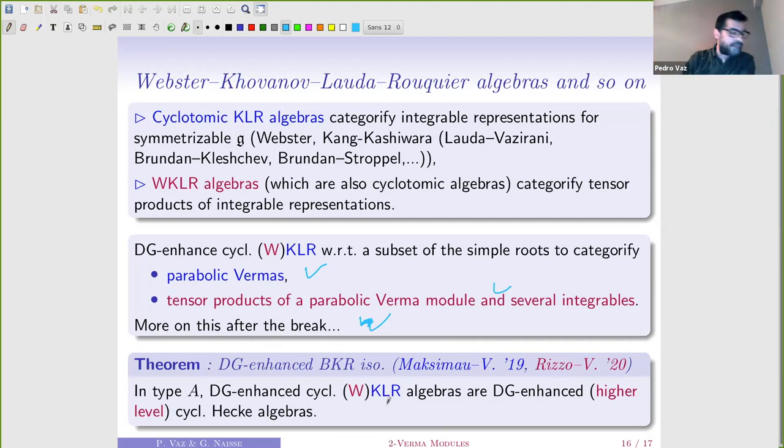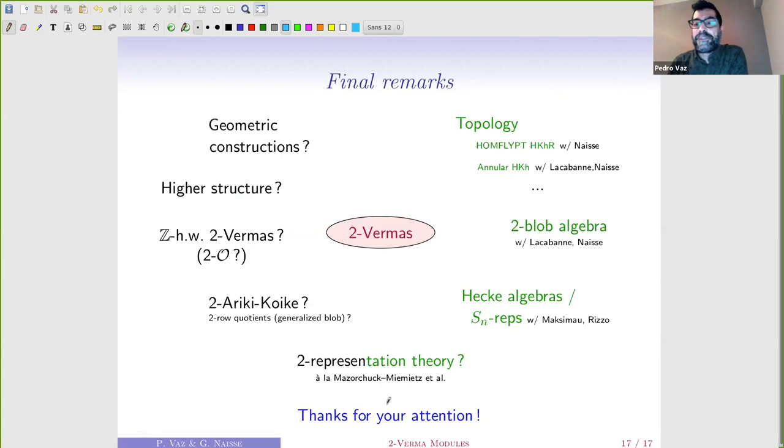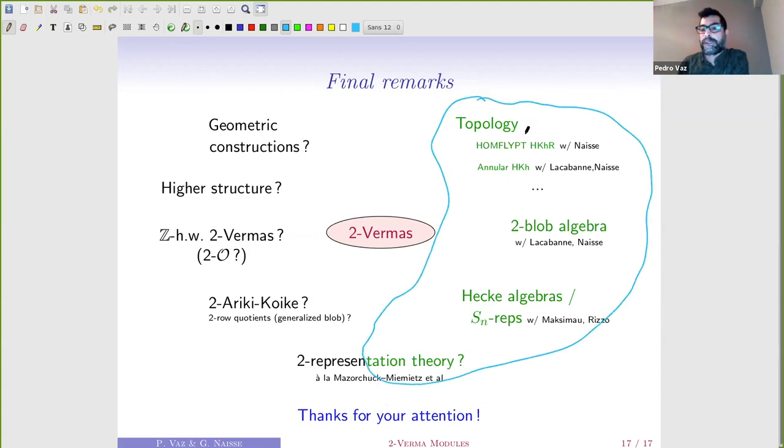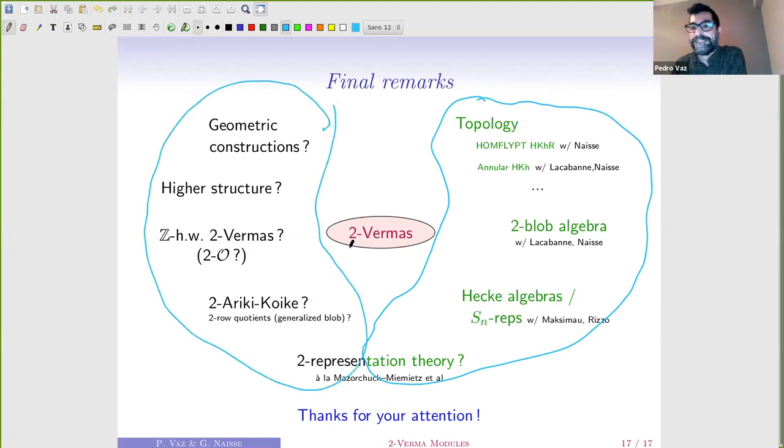And just to say thank you, I will show you the last slide where I give a lot of things. Several things I know, written in green here, that we have done with several people, and a lot of things in black that I don't know. So thank you for listening.